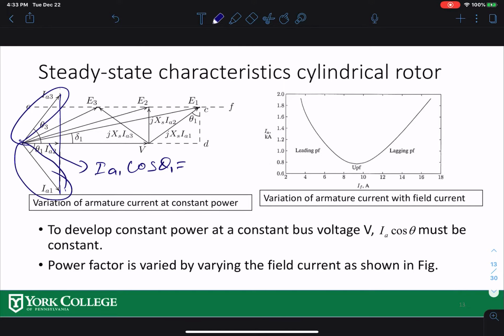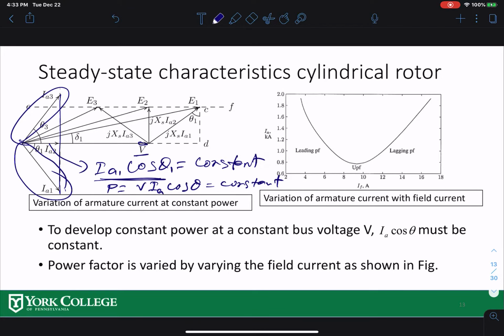As I was saying in the last video, it doesn't matter what angle and magnitude your armature current has, the projection on the voltage V is always constant. That means this part is always constant. If you multiply this part with the voltage, you get constant power. So your power here, V I_a cosine theta, doesn't matter what theta is, you get a constant power. That's how your generator supplies constant power to you.